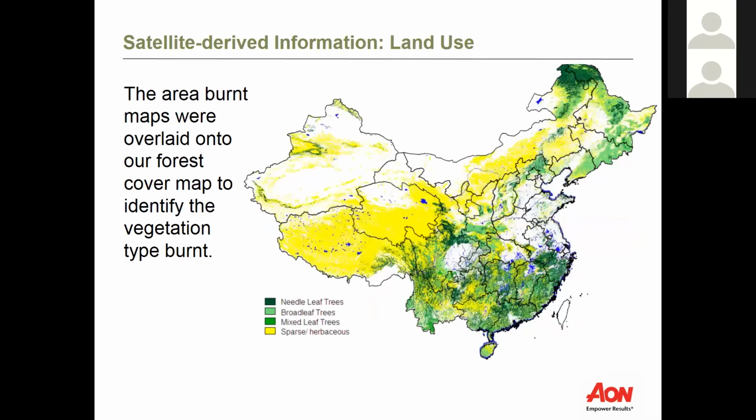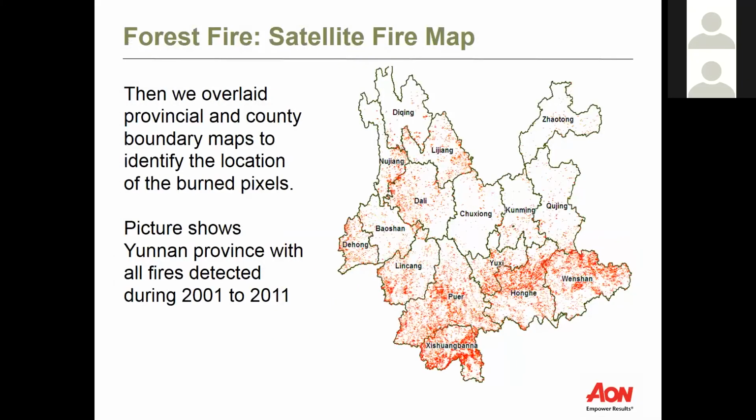So basically we just wanted to work out forestry risk. So we had our land use map, and from the land use map, we identified only forests. Because we were looking at forest risks, we eliminated any land cover that was not forest, and then we overlaid the area burnt maps onto this. You can see here we also had provincial and county level boundary maps. So now we're getting an idea of the risk at each county within a province of China.